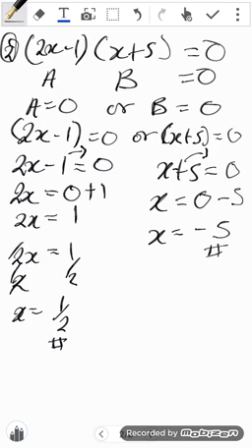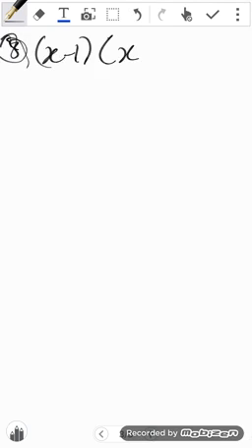We move on to question 3. Question 3 was having open brackets x minus 1, then close, and x plus 1, close bracket, and this was equal to 0.